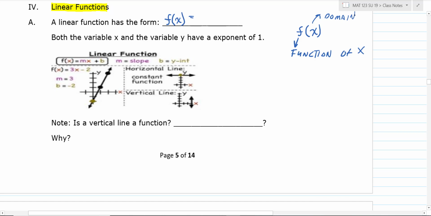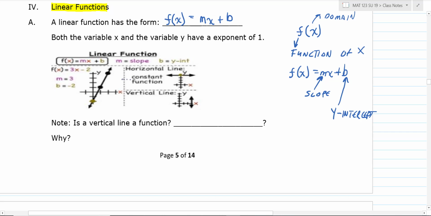So a function is giving you a y value. So this is a y value. Okay, so a linear function has this form, mx plus b. You've learned that before. So if you've got f of x equals mx plus b, what is the m? That's the slope. That's how steep the line is. What's the b? That's the y-intercept.